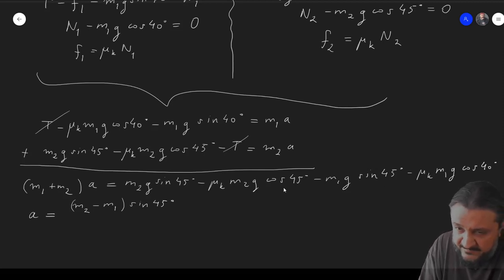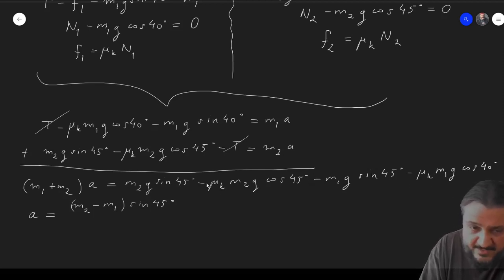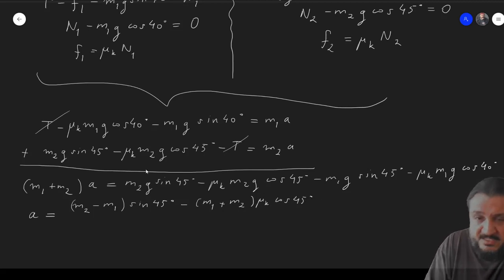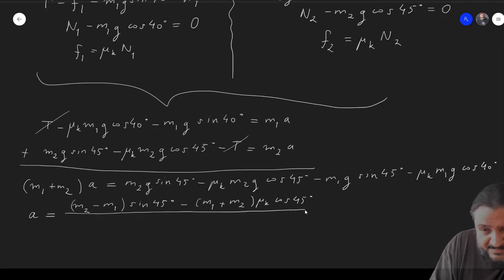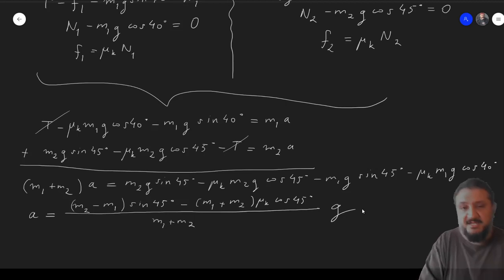Now keep going. I have the second and the fourth terms, which involve mu k g cosine 45. I'm going to add g at the end, but minus mu k, m1 plus m2, cosine 45. These all divided by m1 plus m2 times g. All right?